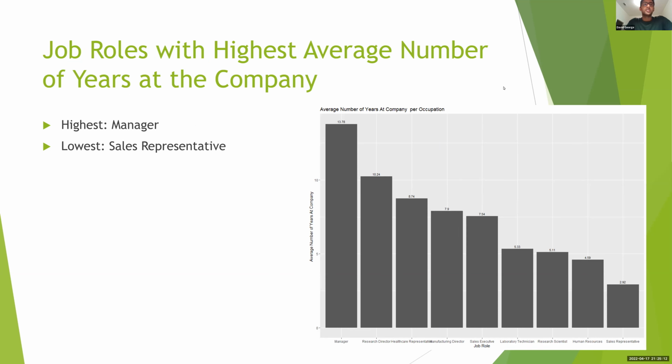I also analyzed job roles with the highest average number of years at the company. As shown in the graph, managers have the highest average number of years at 13.78, and sales representatives have the lowest average number of years at 2.92 years.